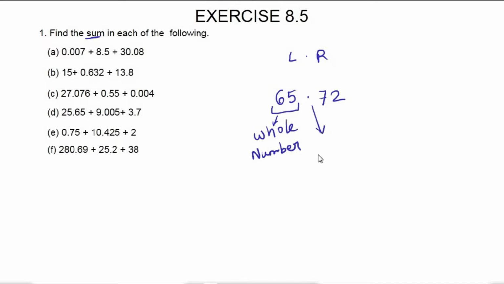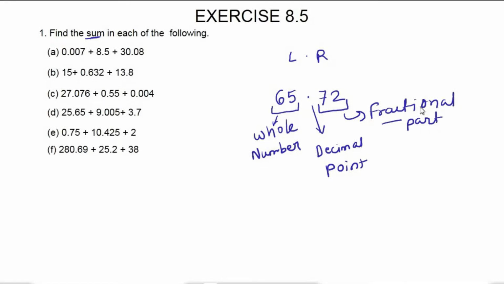This is the decimal point. Then on the right hand side we have the fractional part. Fractional part means a number which is not complete, which is not a whole number, or we can say the part of a whole number is called the fractional part.